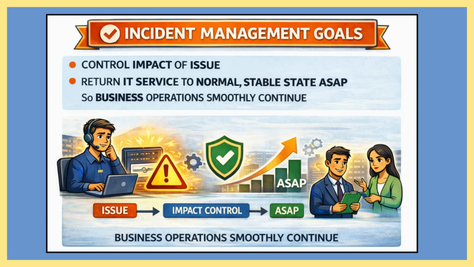Remember one thing, the objective of incident management is very simple, and that is we want to control the impact of the issue and restore the IT service back to normal and stable as quickly as possible, so that the business operations can continue smoothly. We do not bother how we are making it stable, whether it's a permanent fix or a temporary workaround, but we need to stabilize the service as soon as possible for continued business operations.